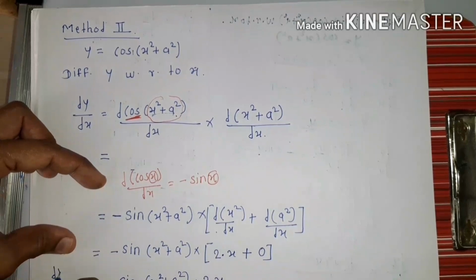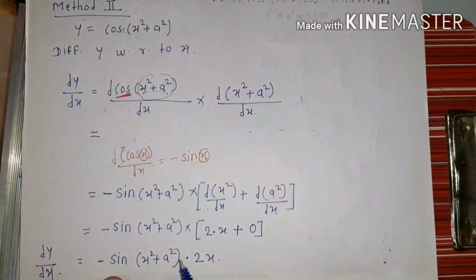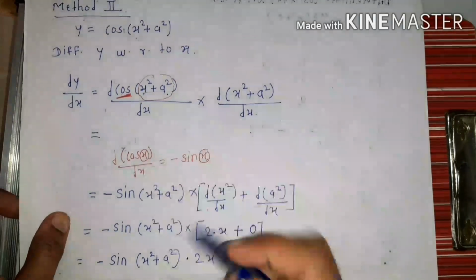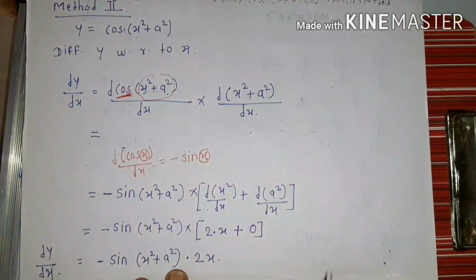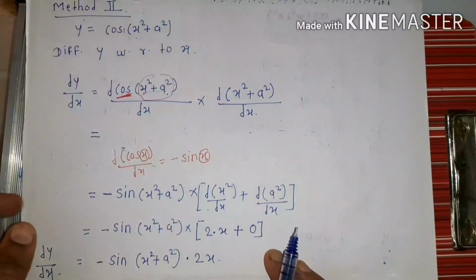This is the differentiation of y with respect to x, and in this way, by using the second method, we can solve the problem. This method is not so lengthy, whereas the first method is lengthy. You can solve by any method.